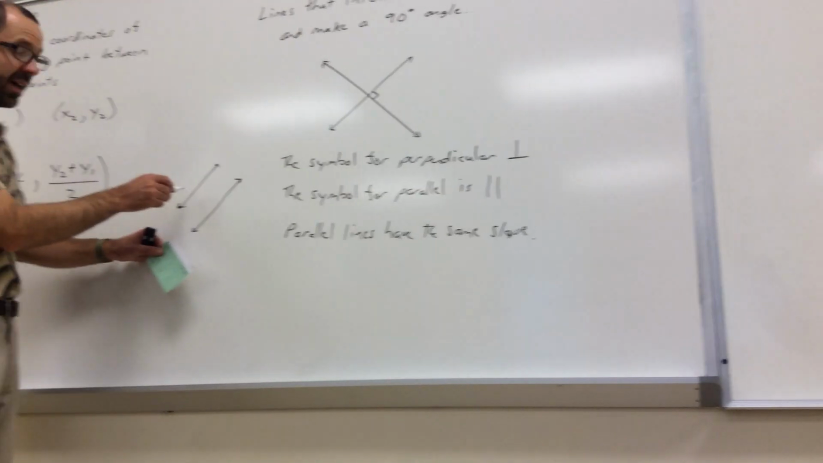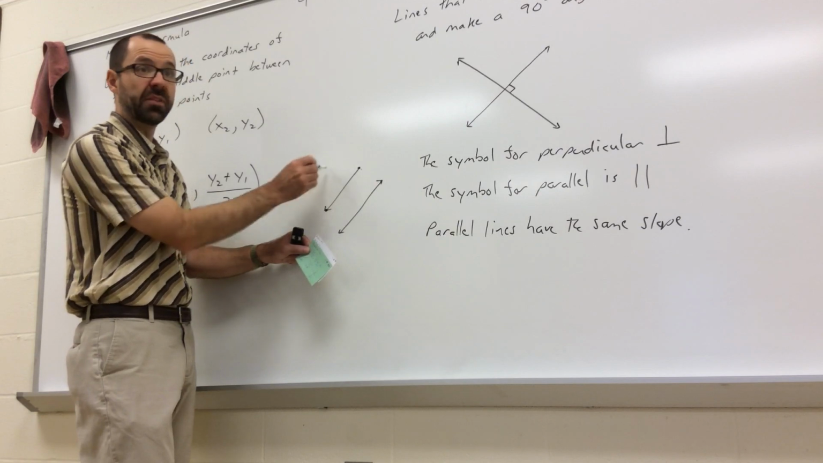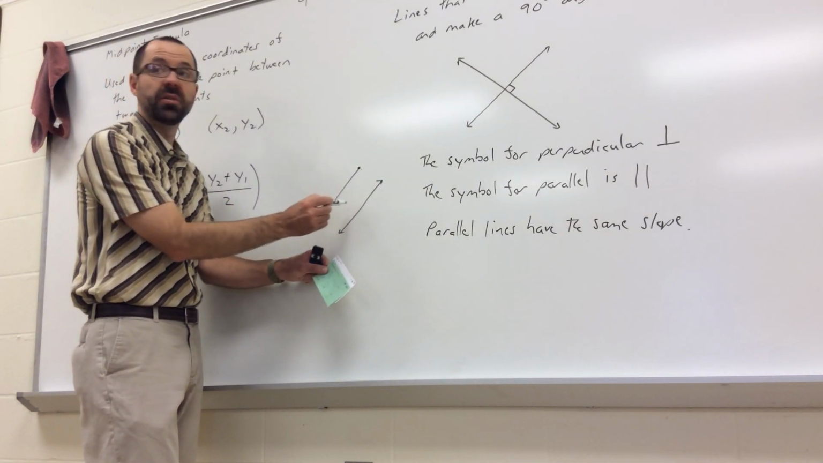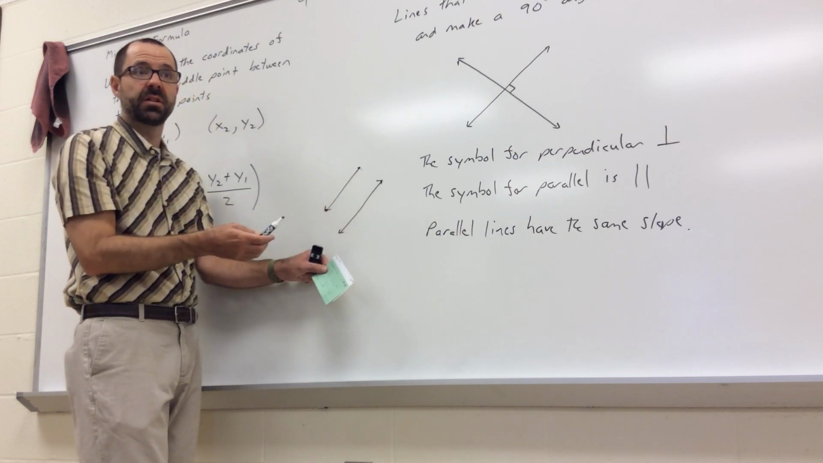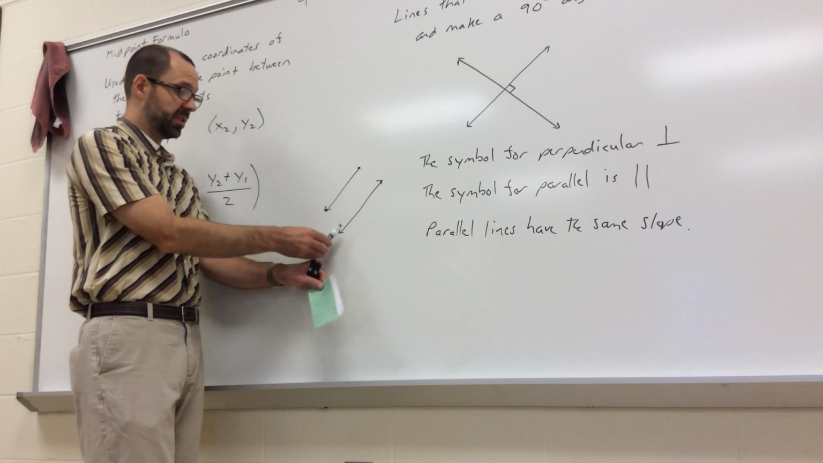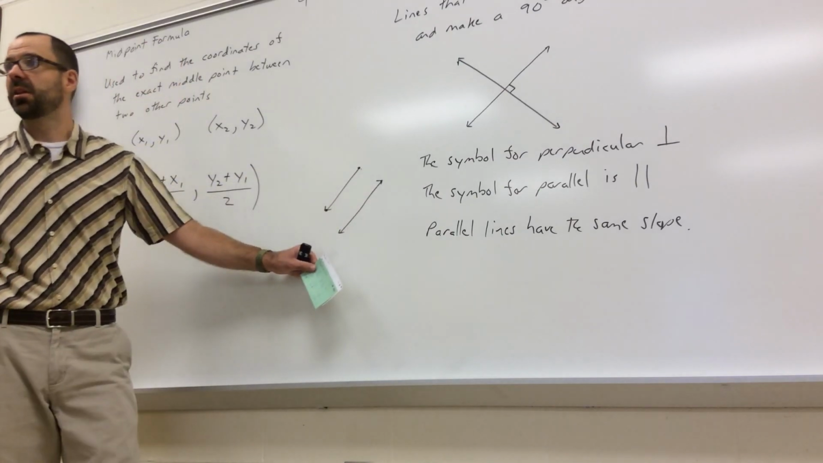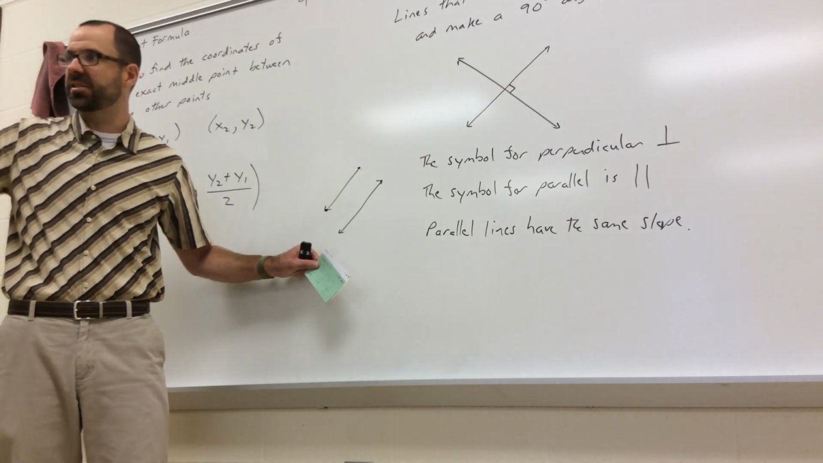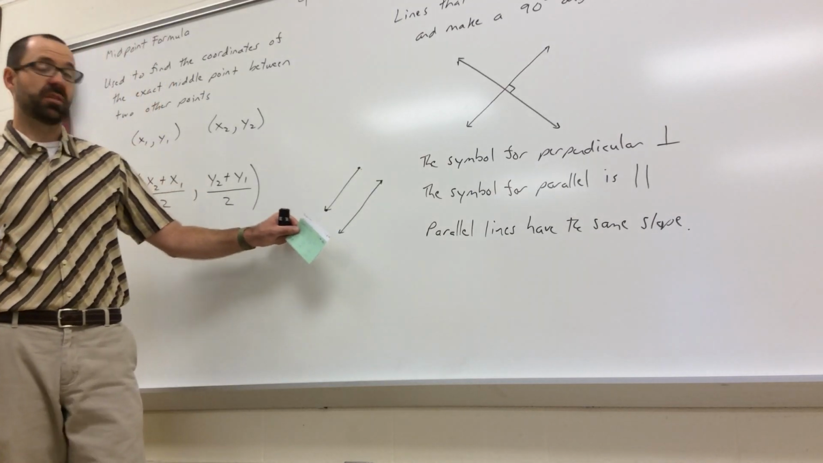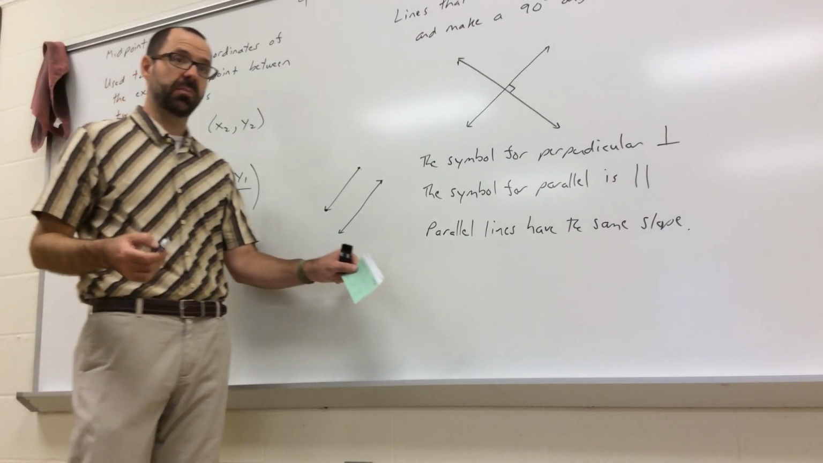So that means if this line's going up 3 over 2, so its slope would be 3 halves, then this line's going to be doing the same thing, up 3 over 2, slope 3 halves. So they have the same exact slope. If this one's 4 over 1, this one's 4 over 1, because they have the same steepness or the same slant. Which makes sense, because if they had different slants, then eventually they would hit. So if they're never going to hit, they have to have the same slant to them. So parallel lines have the same slope.